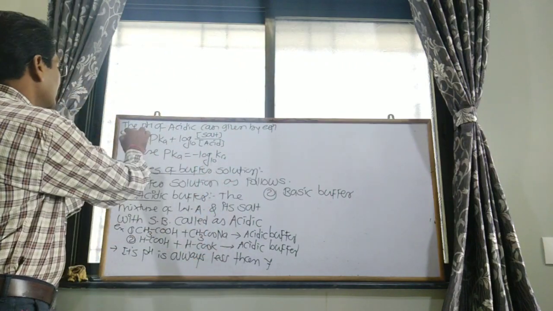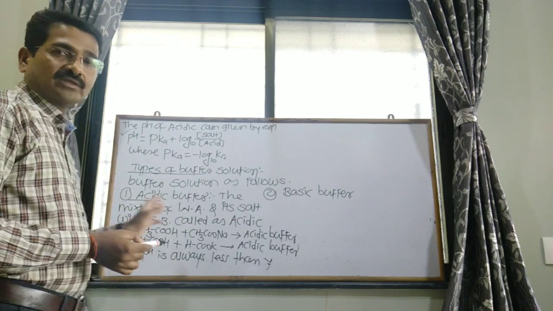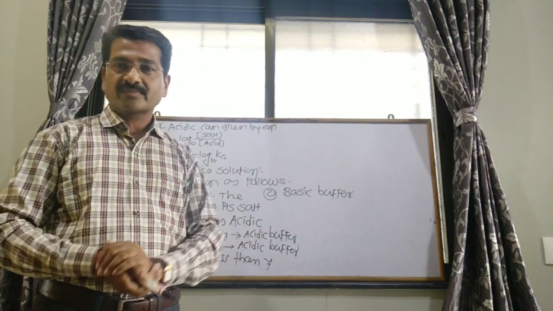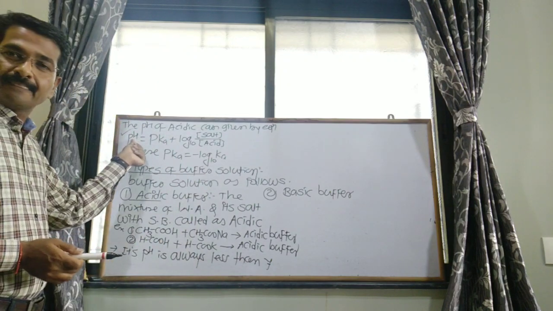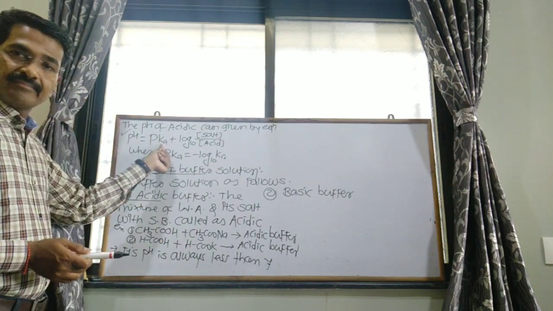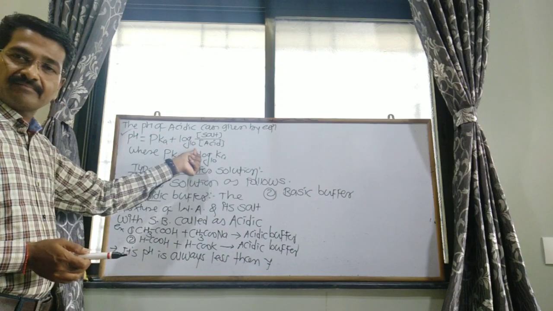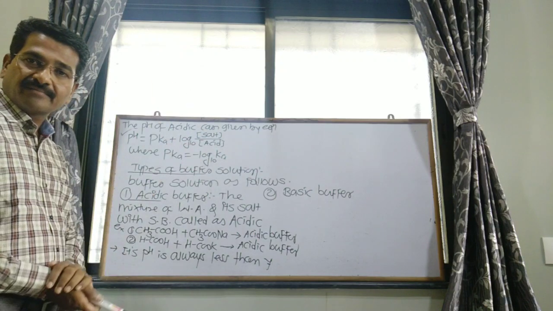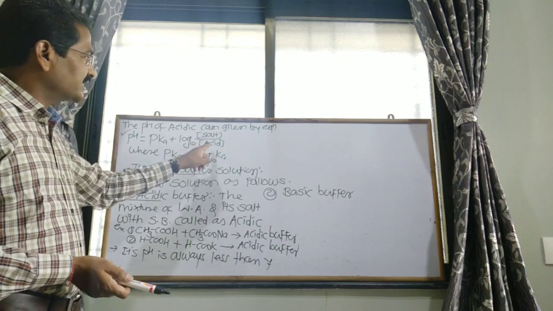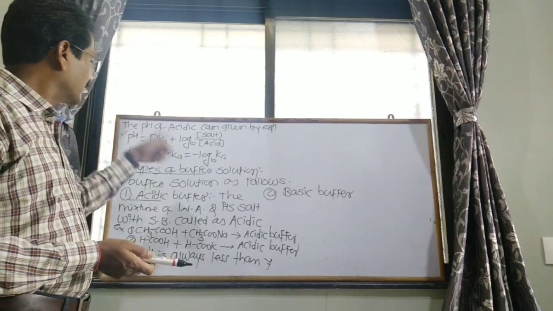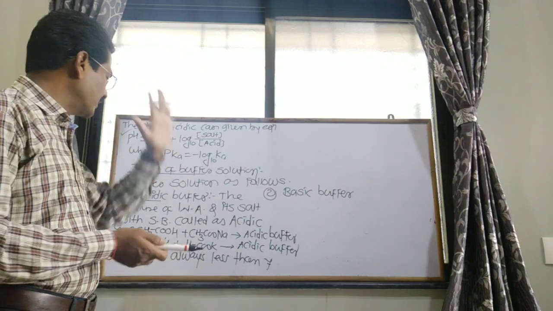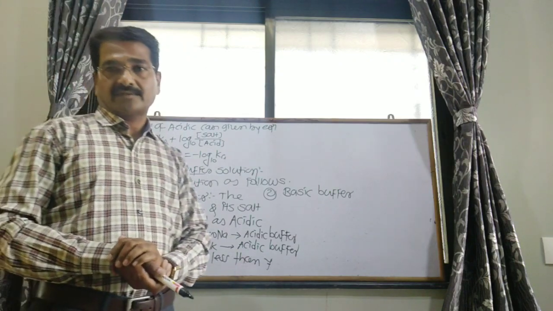This formula we require for the calculation of pH of acidic buffer. Which formula? pH is equal to pKa plus log to the base 10 concentration of given salt divided by concentration of given acid. By this way we can calculate the pH of that given acidic buffer.